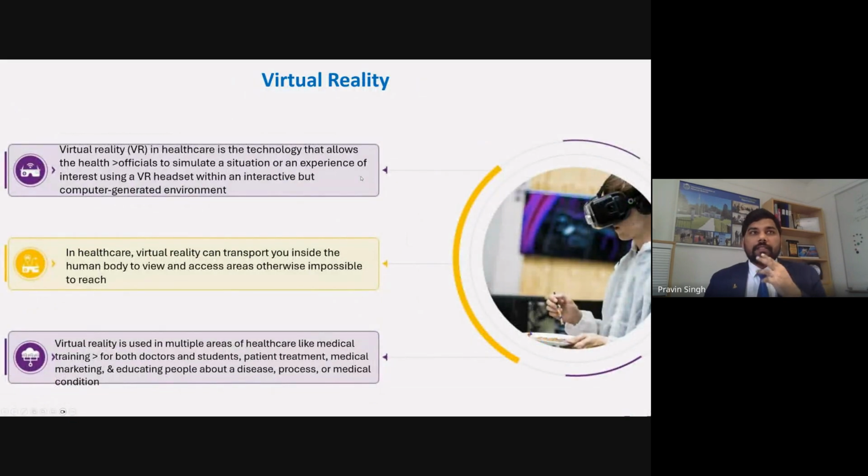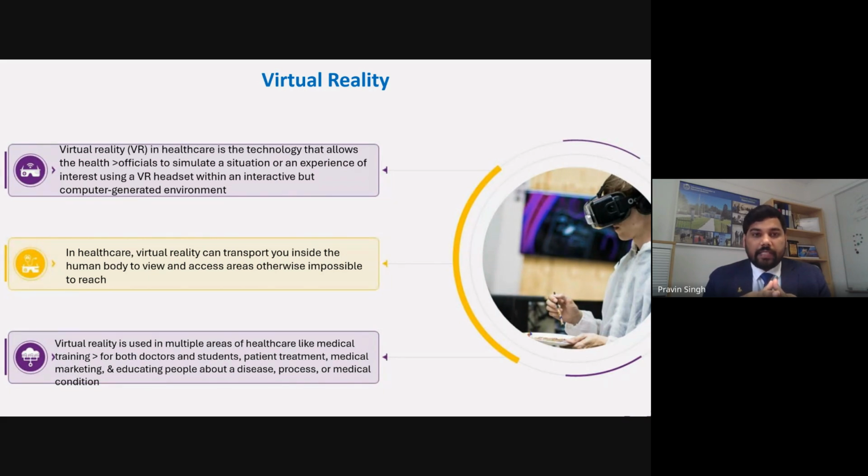Now, looking at virtual reality, it is a technology that creates immersive experiences for medical training and treatment. Medical training means a surgeon uses virtual reality to practice complex procedures before operating on real patients.